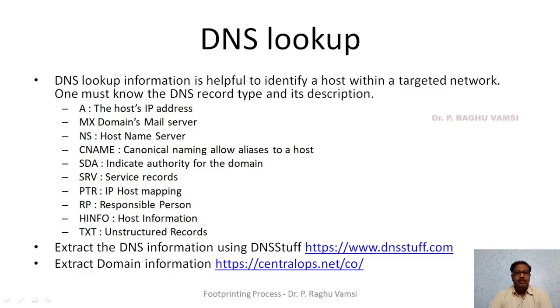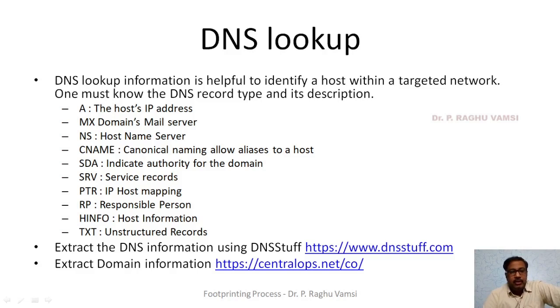SRV means service records. PTR means IP host mapping. RP means the responsible person. HINFO means host information. TXT means unstructured records, any available for this DNS lookup. So these are the record types that we can search for in any DNS lookup.